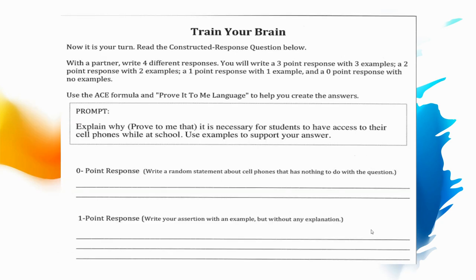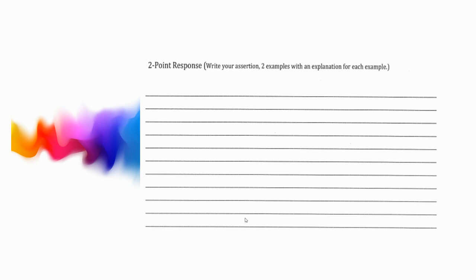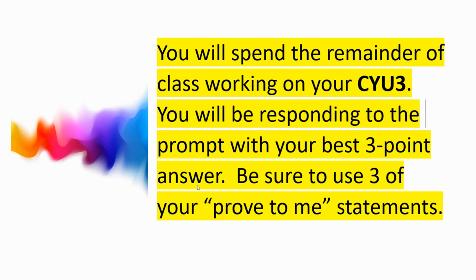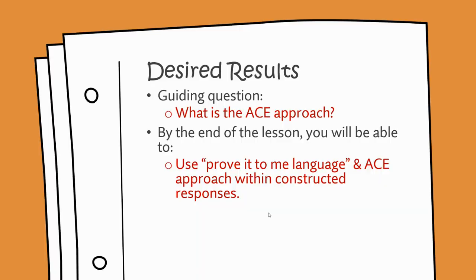So, what you're going to be doing is working on coming up with your own response for the question: Is it necessary? Explain why. Prove to me that it's necessary for students to have access to their cell phones while at school. Use examples to support your answer. So, you should be picking some prove it to me language. Here are the examples. These will be attached to your assignment as well. You will be working on responding to the prompt with your best 3-point answer. Be sure to use 3 of your prove it to me statements.